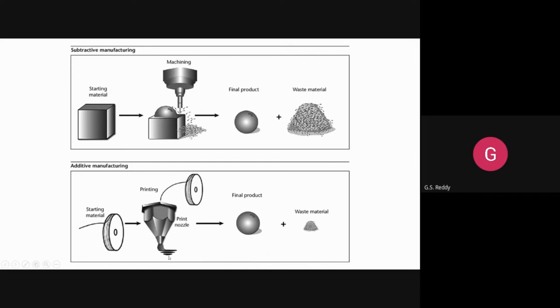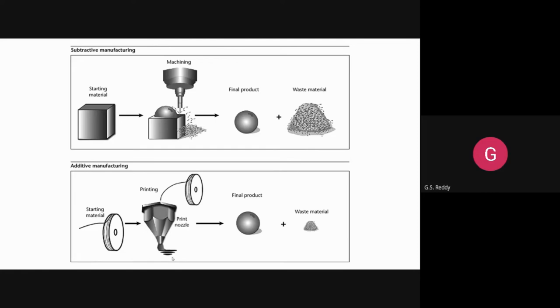At the bottom of the sphere, it's going to be a very small dot. Then it slowly increases to the full diameter. Again, it reduces to a dot. So you're just making the product. 100% of the material is only for the product. There is hardly any wastage, unless you really want to do some finish machining operation.